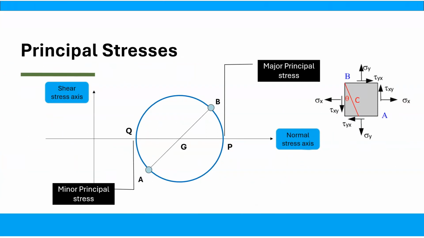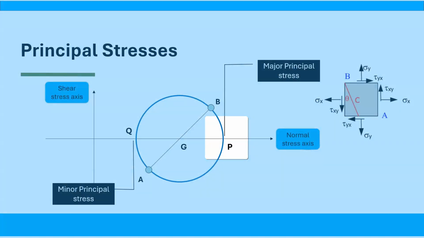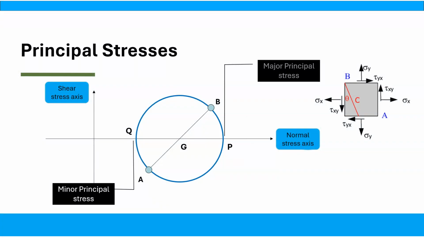Using Mohr's stress circle, we can determine the points of maximum and minimum normal stresses, as well as the maximum shear stress. The point P indicates the maximum normal stress, known as the major principal stress, while the point Q indicates the minimum normal stress, referred to as the minor principal stress. Also, from the stress circle, you can obtain the maximum shear stress values.